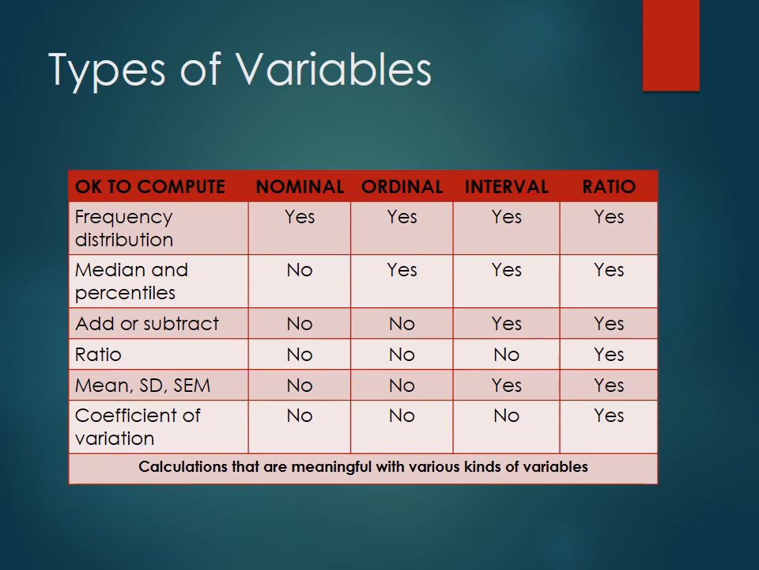I can look at adding and subtracting values. I can do that with interval and ratio, with my continuous variables. You can't really do that with ordinal data. And why can't I do that with ordinal data? You can't. First plus second doesn't equal third. Yeah, exactly, because the magnitudes between values don't actually mean anything.